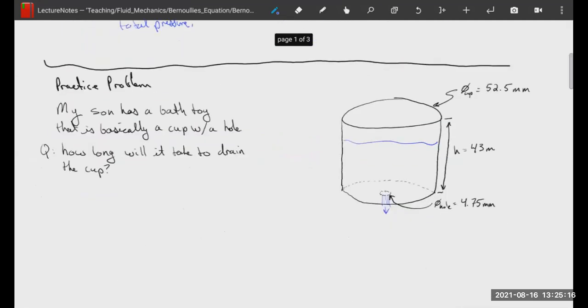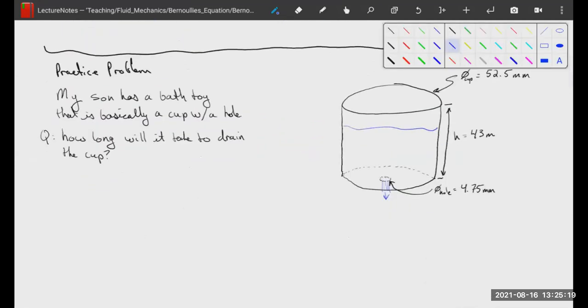In this practice problem, my son has a bath toy that is basically a cup with a hole. And watching him play with it, I asked myself, how long does it take to drain the cup? And more importantly, how well does Bernoulli's model how long it takes to drain the cup? If we ask this question, remember, a lot of times what engineers have to do is take these ambiguous questions and convert them into more precise questions so we know which models to use to answer that question.